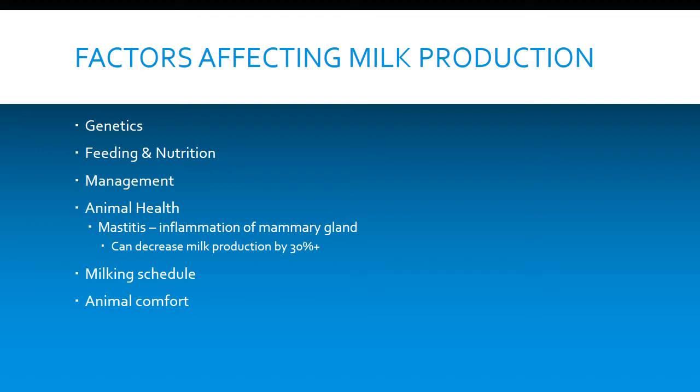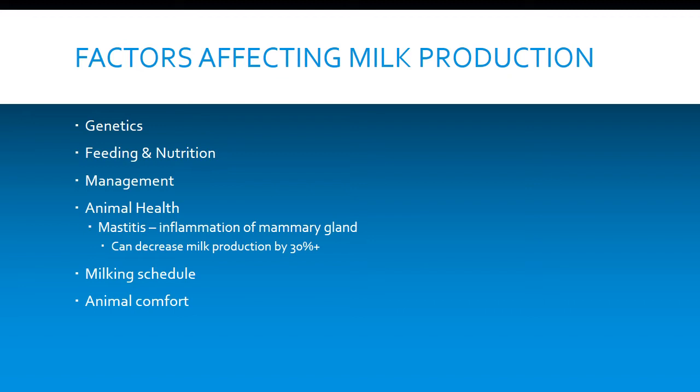Animal health as well, and we can't get through this lactation section without touching a little bit on mastitis, which is an inflammation of the mammary gland. We can talk more about this in the dairy section, but it can easily decrease milk production by 30% plus. And even mastitis cases that you cannot detect visually are probably costing you between 10 and 15% milk production on the farm. So it's very important that we maintain a high plane of health on our animals so that we keep incidences of mastitis out.